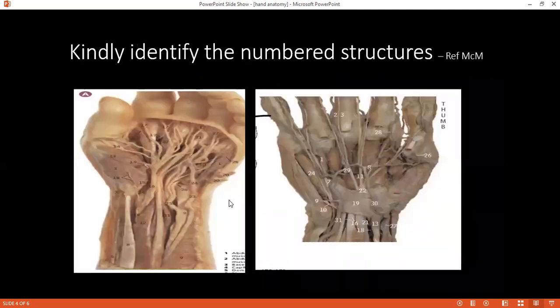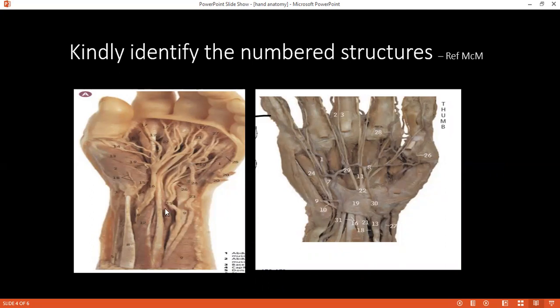We'll move on. If you can identify number 8, number 9 over here. Number 9. That's the ulnar artery. Okay, that's the muscular branch of the ulnar artery.